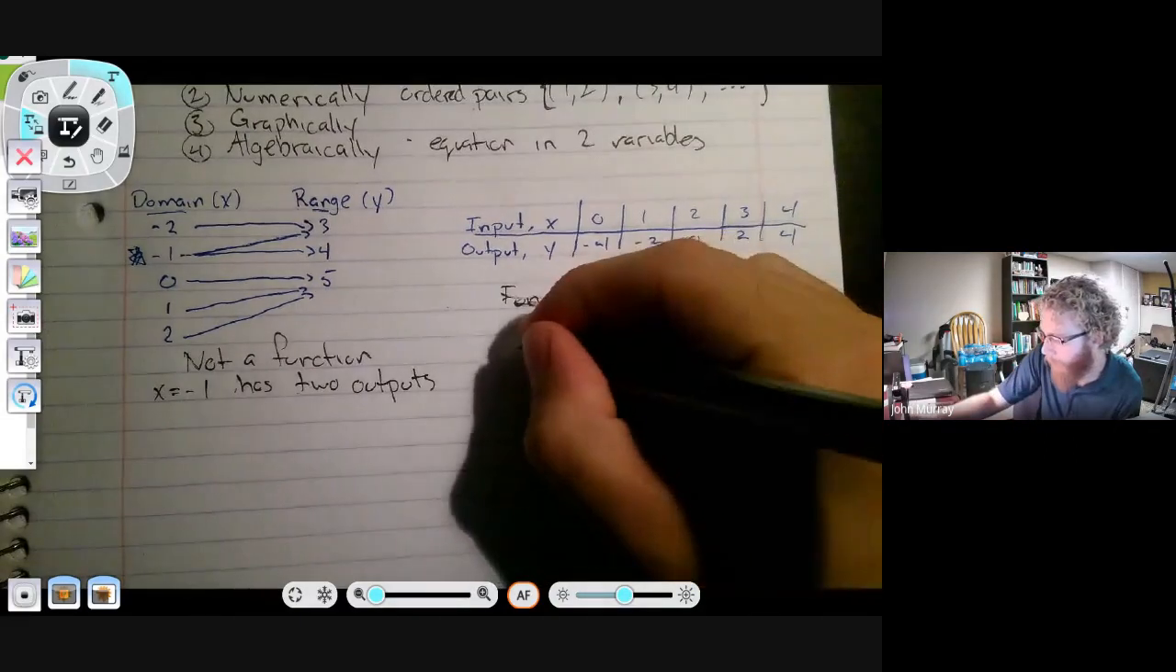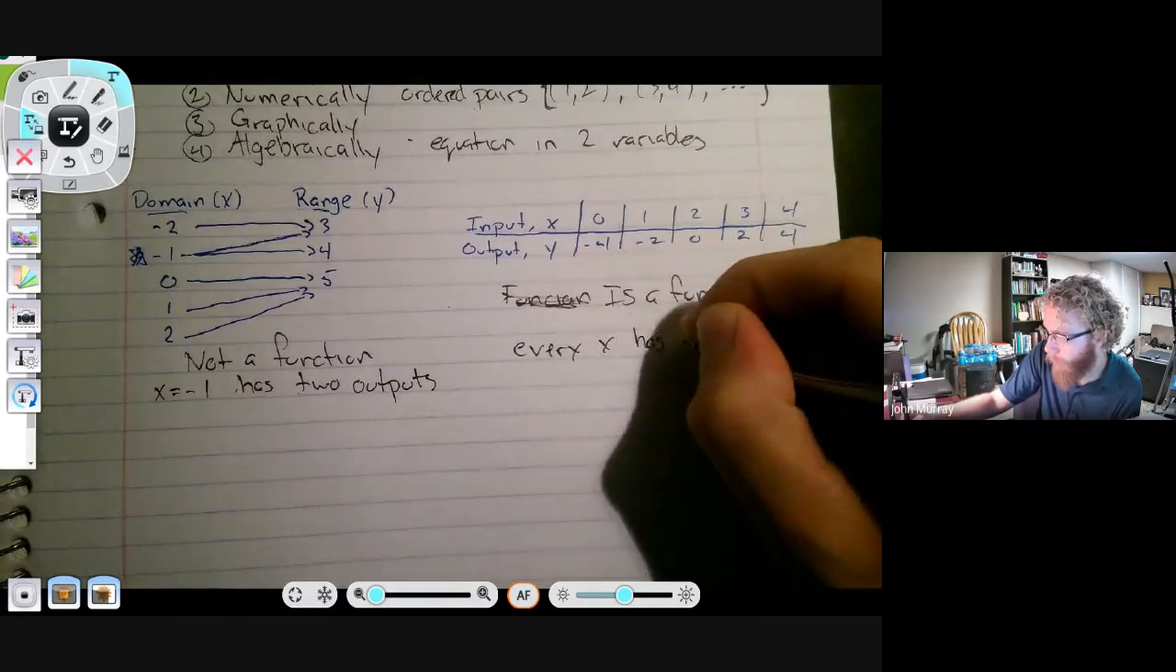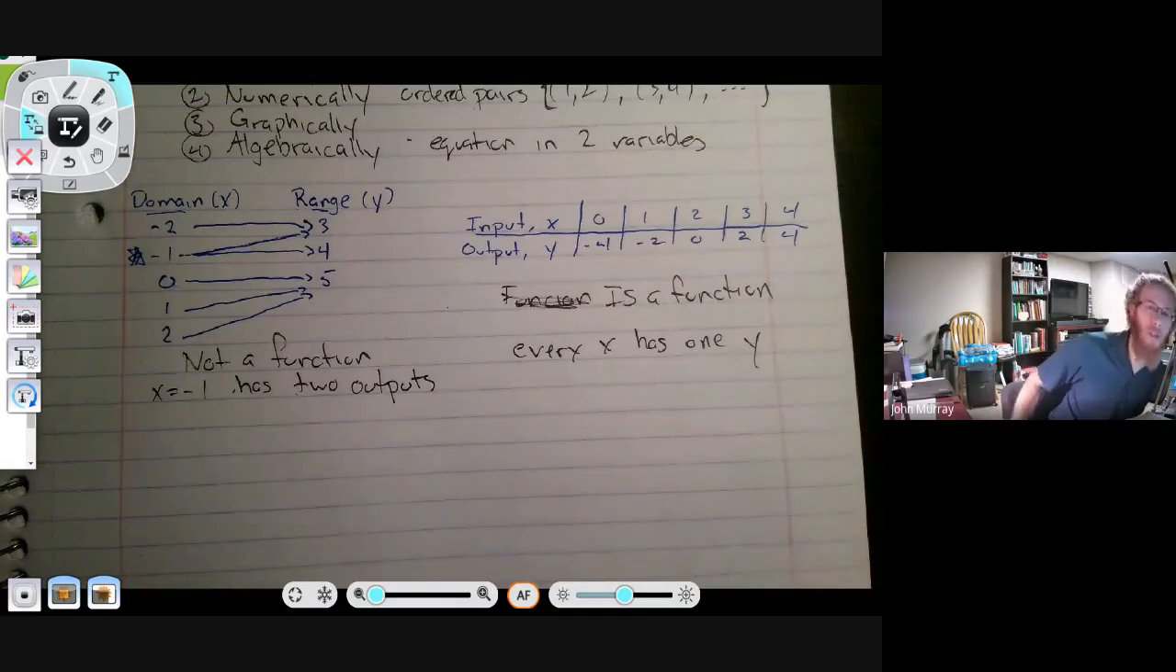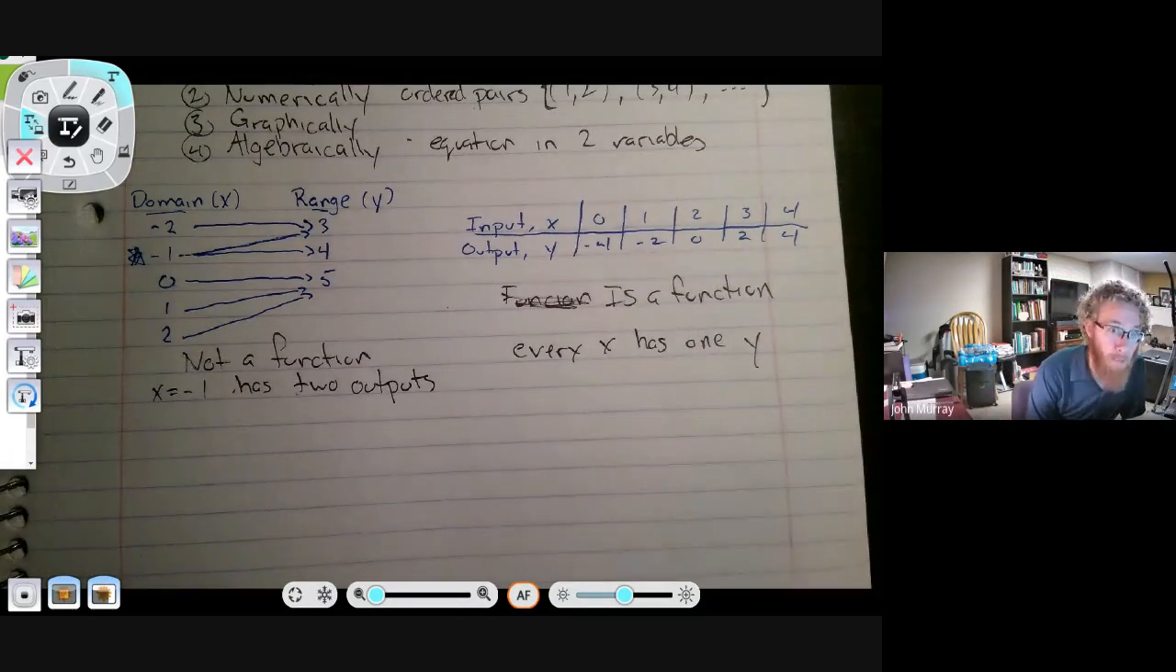And again, you could say, this is very non-mathematical, but every x has one y. You could say something like that.